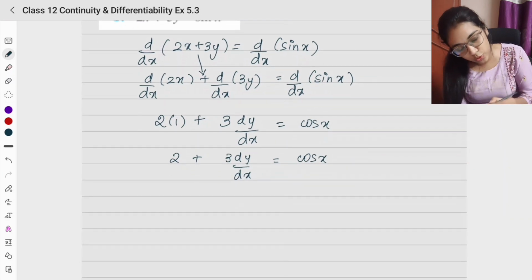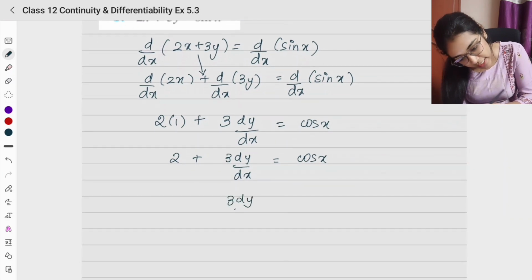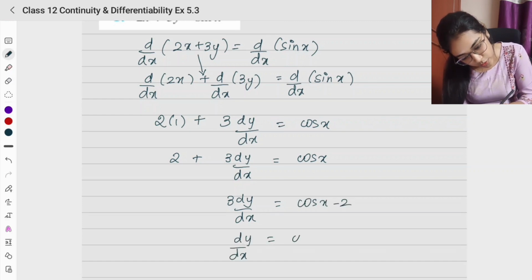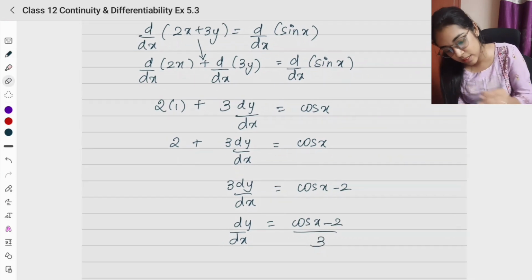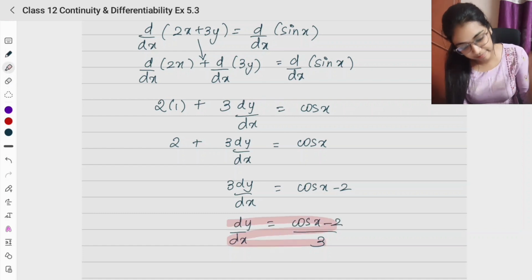I am going to take the 2 to the other side. So I have 3 times dy by dx is equal to cos x minus 2. So dy by dx is equal to cos x minus 2 divided by 3. Okay, your final answer is in terms of x. Okay, sorry, I highlighted and erased it.